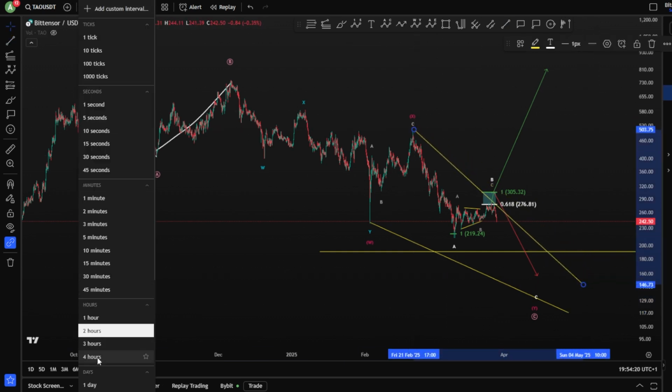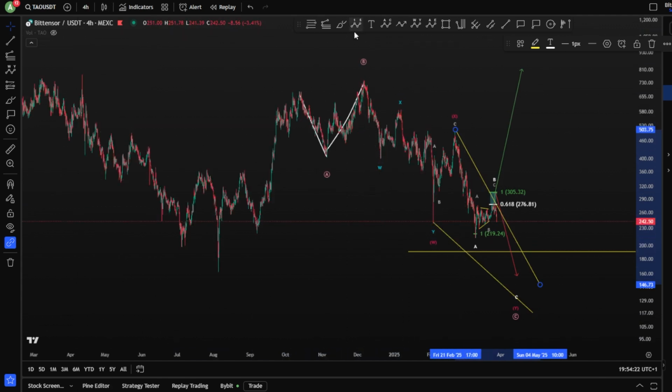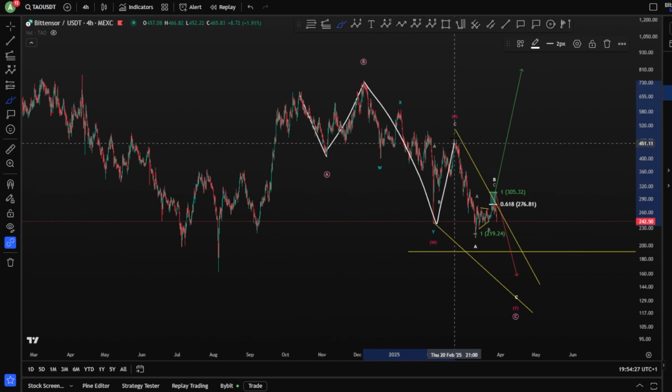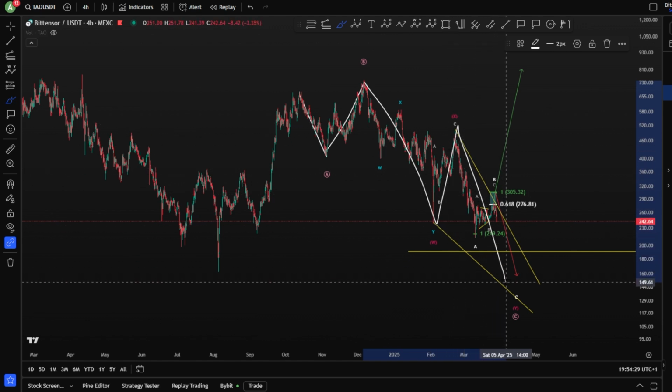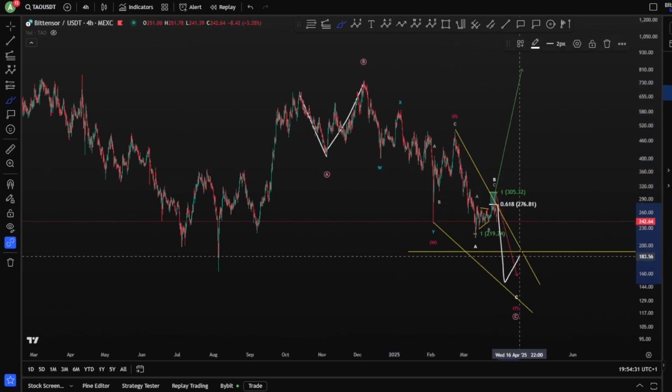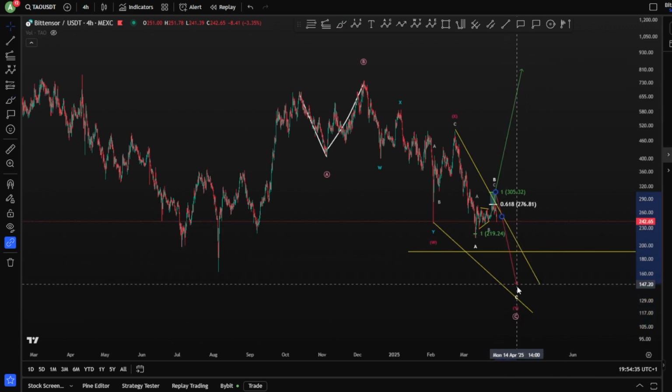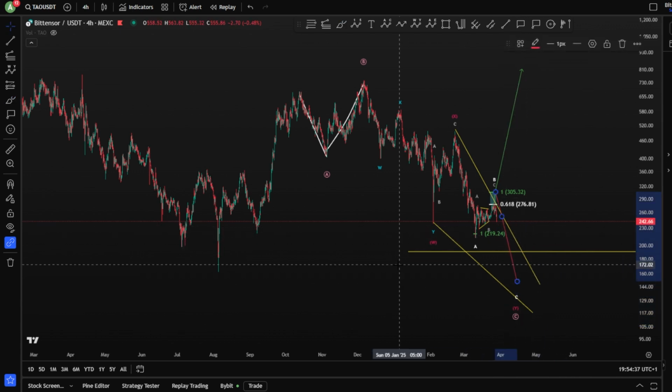So let's go a little bit in a bigger view. Here we go. So you have an A, B, and you're looking for a wave 1, 2, potentially wave 3 can be a zigzag, 4, and a 5. So we have to be careful with this one as well. It can be very deep.